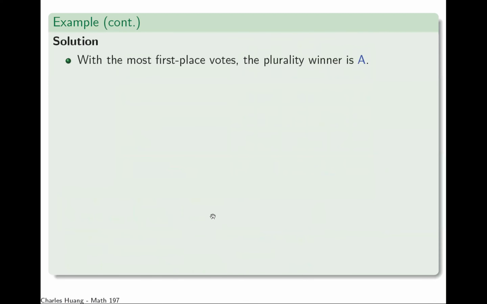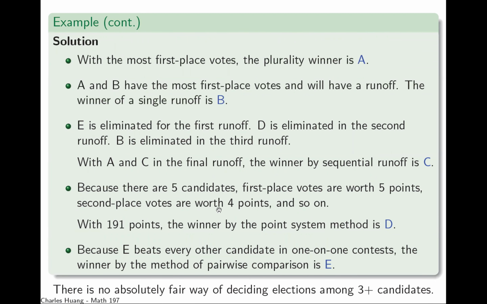Once we do all that, you'll notice E wins more times. E beats everyone. So E is the winner in this case. Now you'll notice we can get different winners with different methods. With the 5 methods that we talk about, there's not an absolute fair way to find out which method is the most fair. So whichever method gets you what you want is the best method for you.